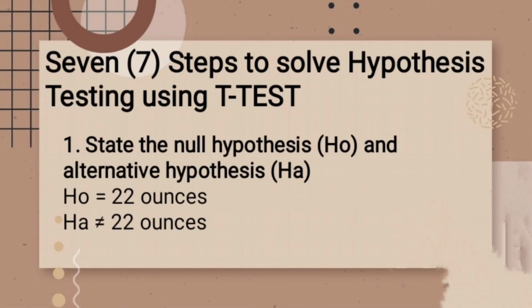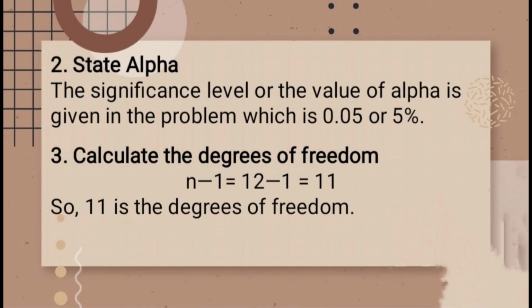We are going to solve it by 7 steps. First step is state the null hypothesis and alternative hypothesis. Our null hypothesis is given in the problem, which is mu equals 22 ounces, and the alternative hypothesis is mu not equals 22 ounces. Second stage is state alpha. The significance level or the value of alpha is given in the problem, which is 0.05 or 5%.